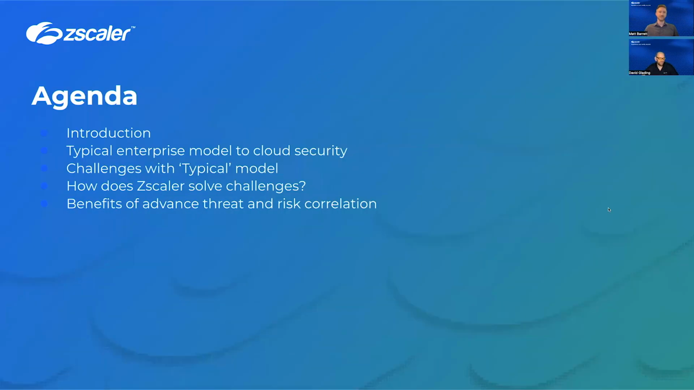In this session, we're going to give a brief introduction. We're going to talk about the typical enterprise model for cloud-based security, challenges with that typical model, how Zscaler solves those challenges, and what the benefits are of an advanced threat and risk correlation engine.